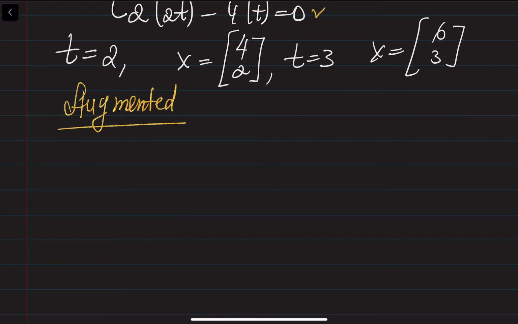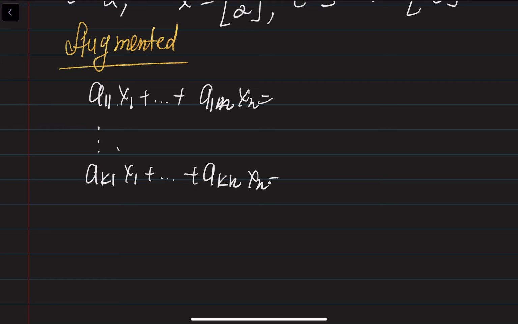And so on. A_k1 x1 plus and so on plus A_kn xn is equal to b_k, and the first one is equal to b1. This is the system of linear equations.